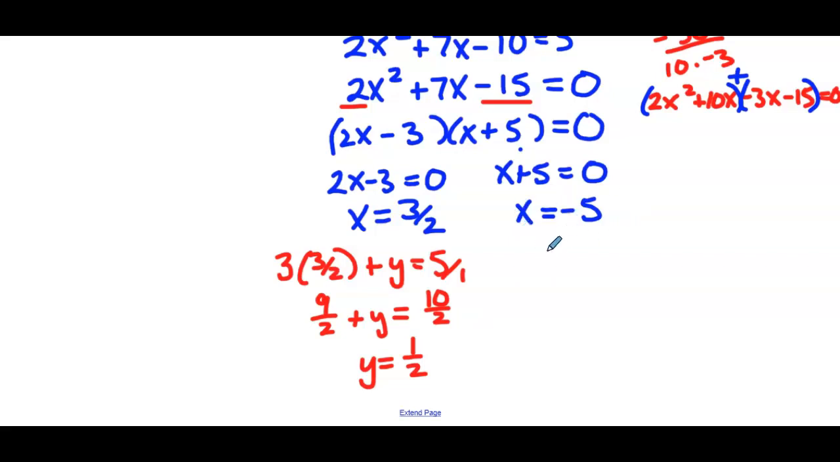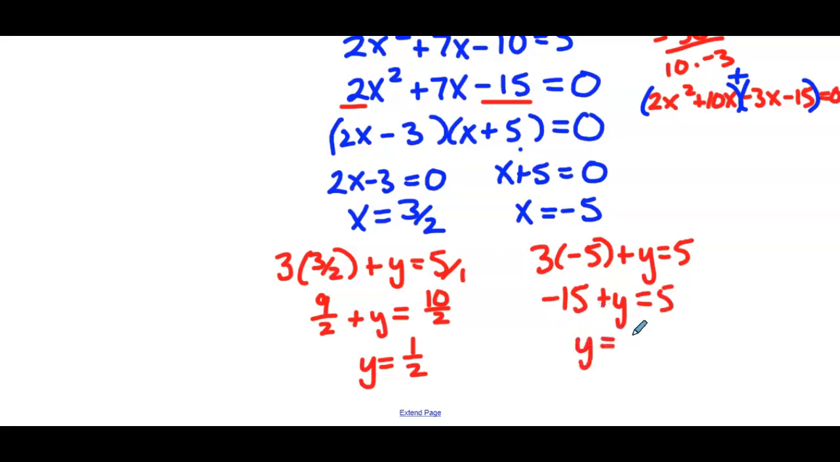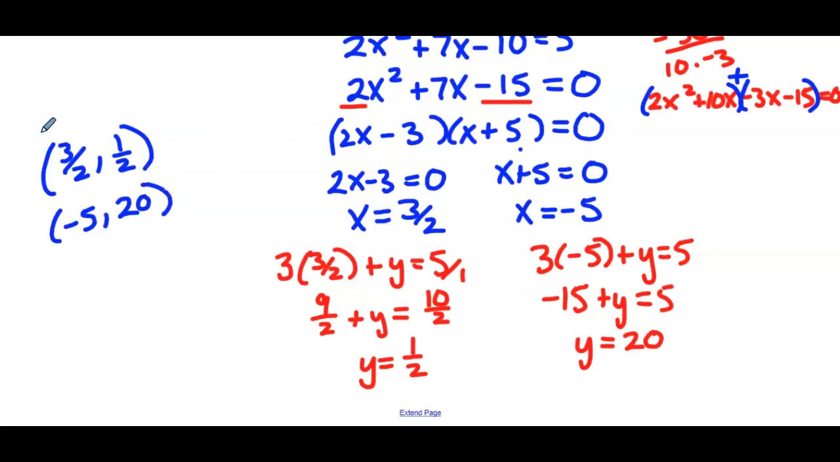And then x equals -5. So 3 times -5 plus y equals 5. So -15 plus y equals 5. Add 15 to both sides of the equation, y equals 20. So our points of intersection are 3/2, 1/2, and -5, 20.